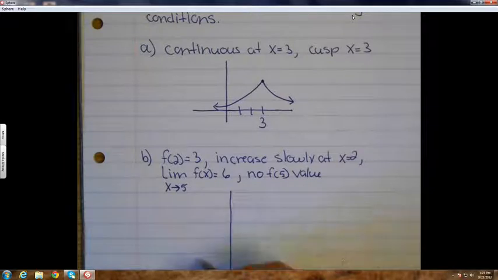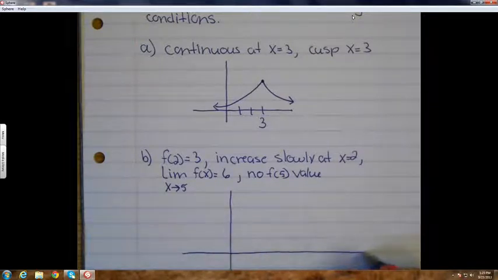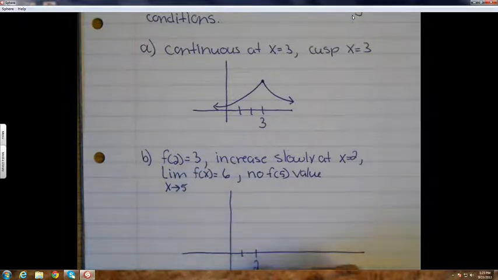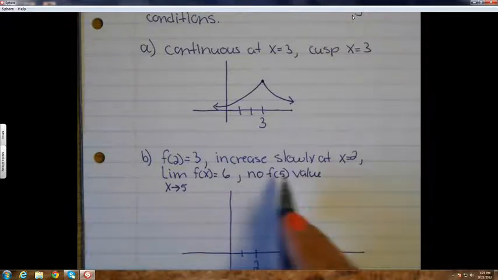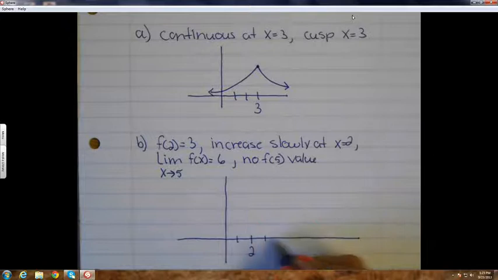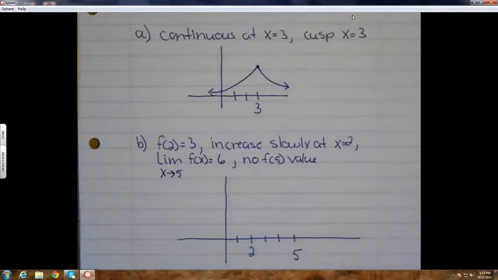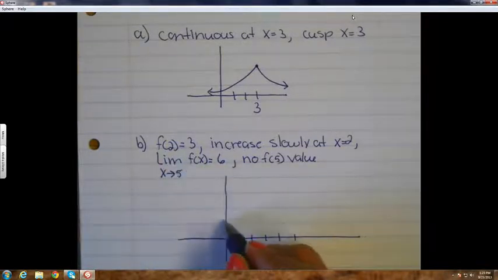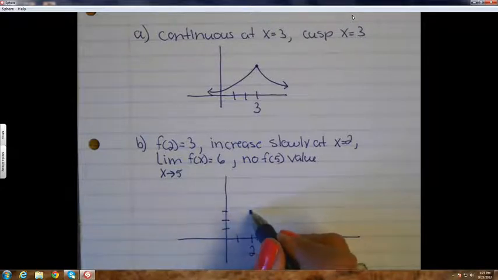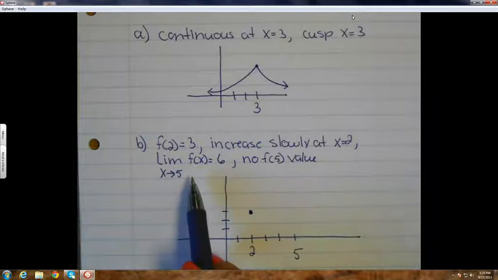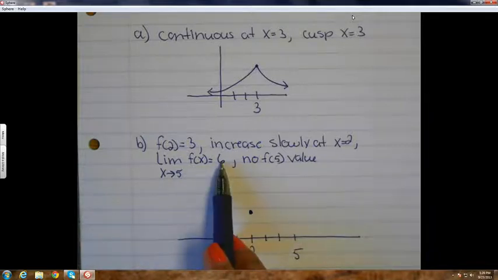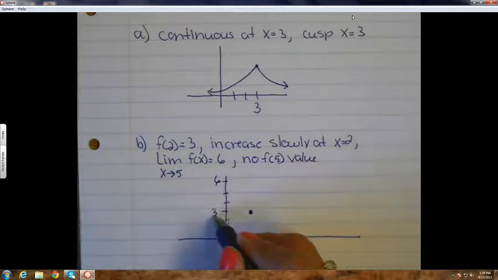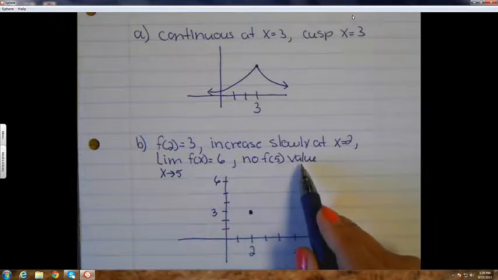We got a couple different spots on the graph to pay attention to. So we got something happening at 2, we have to have a point. And then out at 5, we've got some stuff happening. So 1, 2, 3, 4, 5. Okay. So first of all, I know that I have to have a point at (2, 3). Put that there. And out at 5, the limit has to be up at 6. I'm going to get up to 6. But I cannot have a point at f of 5.